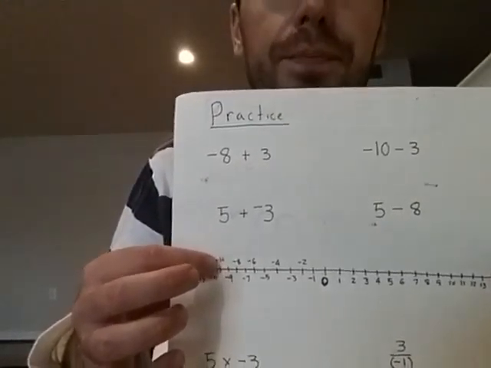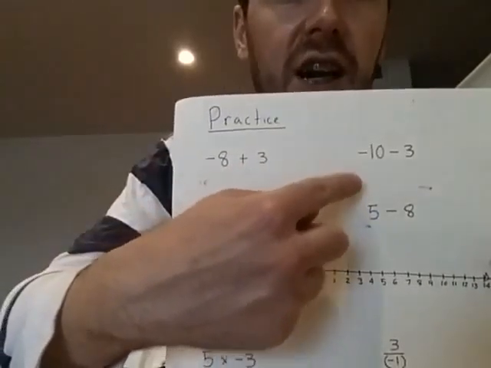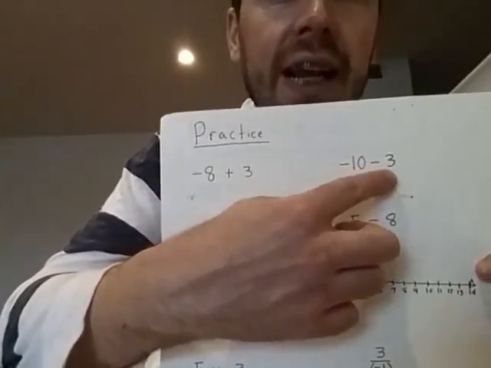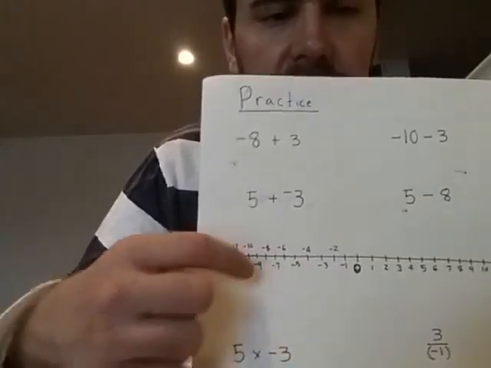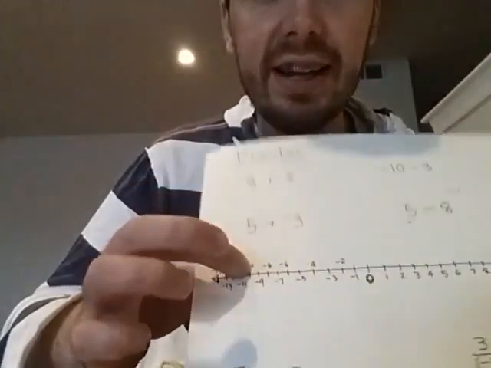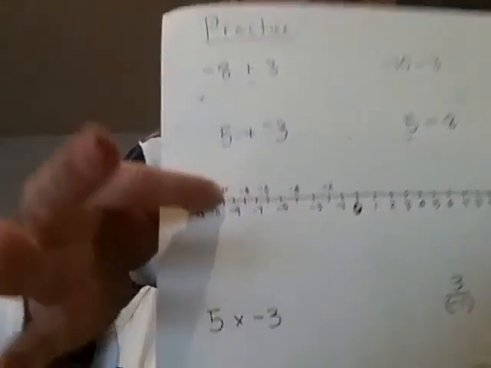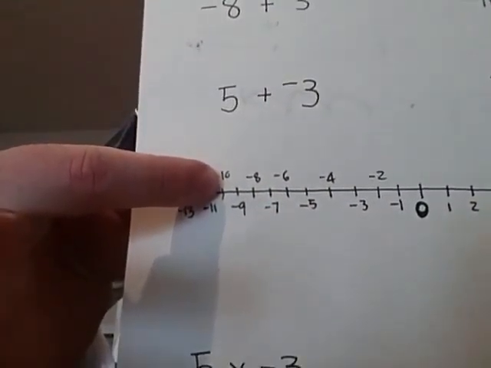Okay? Now moving over here, -10 minus 3. We're going to start at our -10, which is right here in our negative space on the number line. Let me zoom in a little bit.